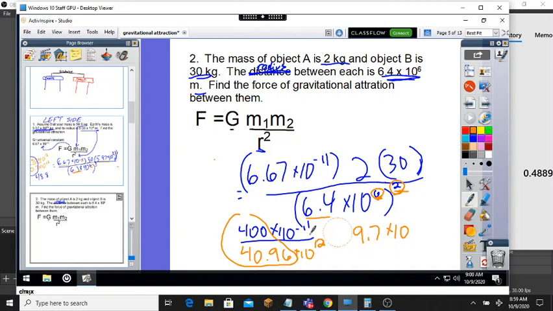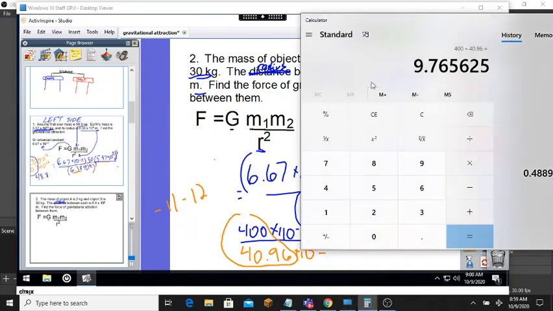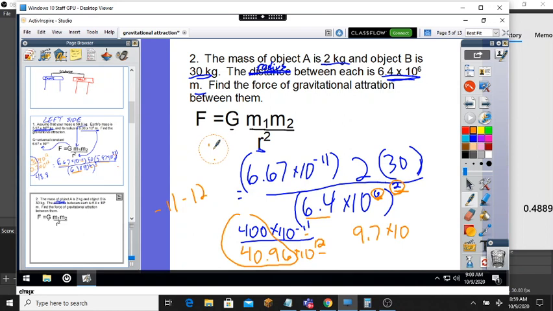Okay. And the exponents, what do we do with the exponents? We subtract them, right? Negative 11 minus 12. So let's just go through it. Negative 11 minus 12 gets me negative 23. And the units for force are always newtons, so we're going to put a big N there. And there you go, that's our answer for this example. Okay.